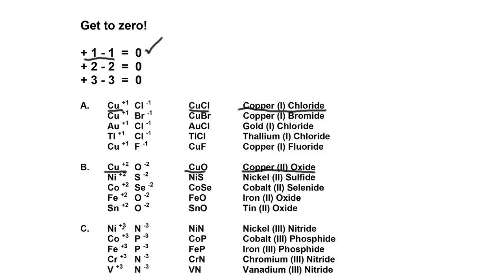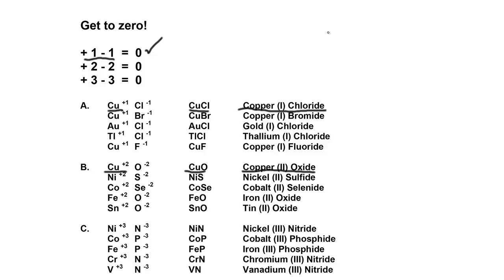Nickel 3. Nickel 3 and nitride is -3. Shove them together. Nickel 3 nitride. Cobalt with a +3. Cobalt 3 phosphide. Iron 3 phosphide. Chromium 3 nitride. Vanadium 3 nitride. So when we use the Roman numeral, that allows us to identify the specific ion of that element.